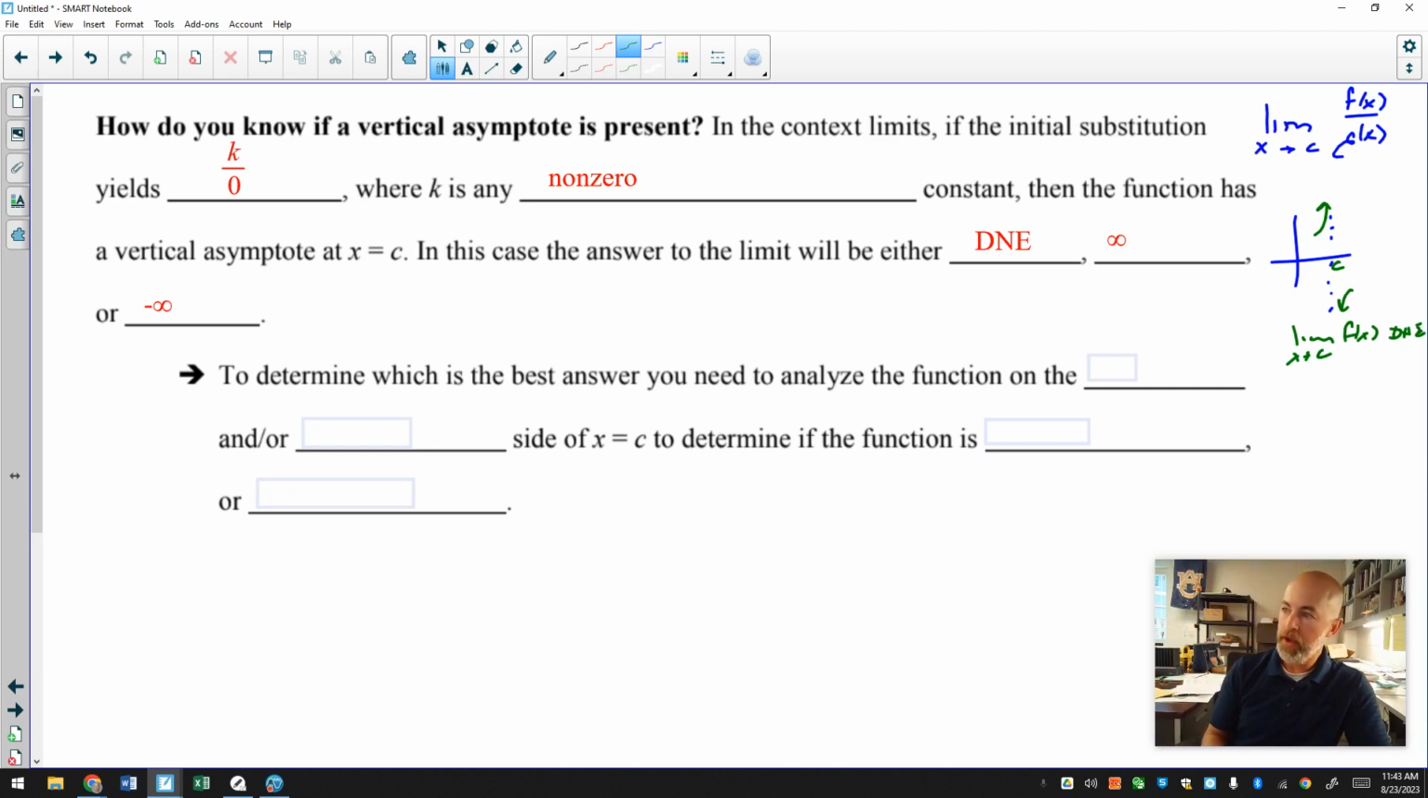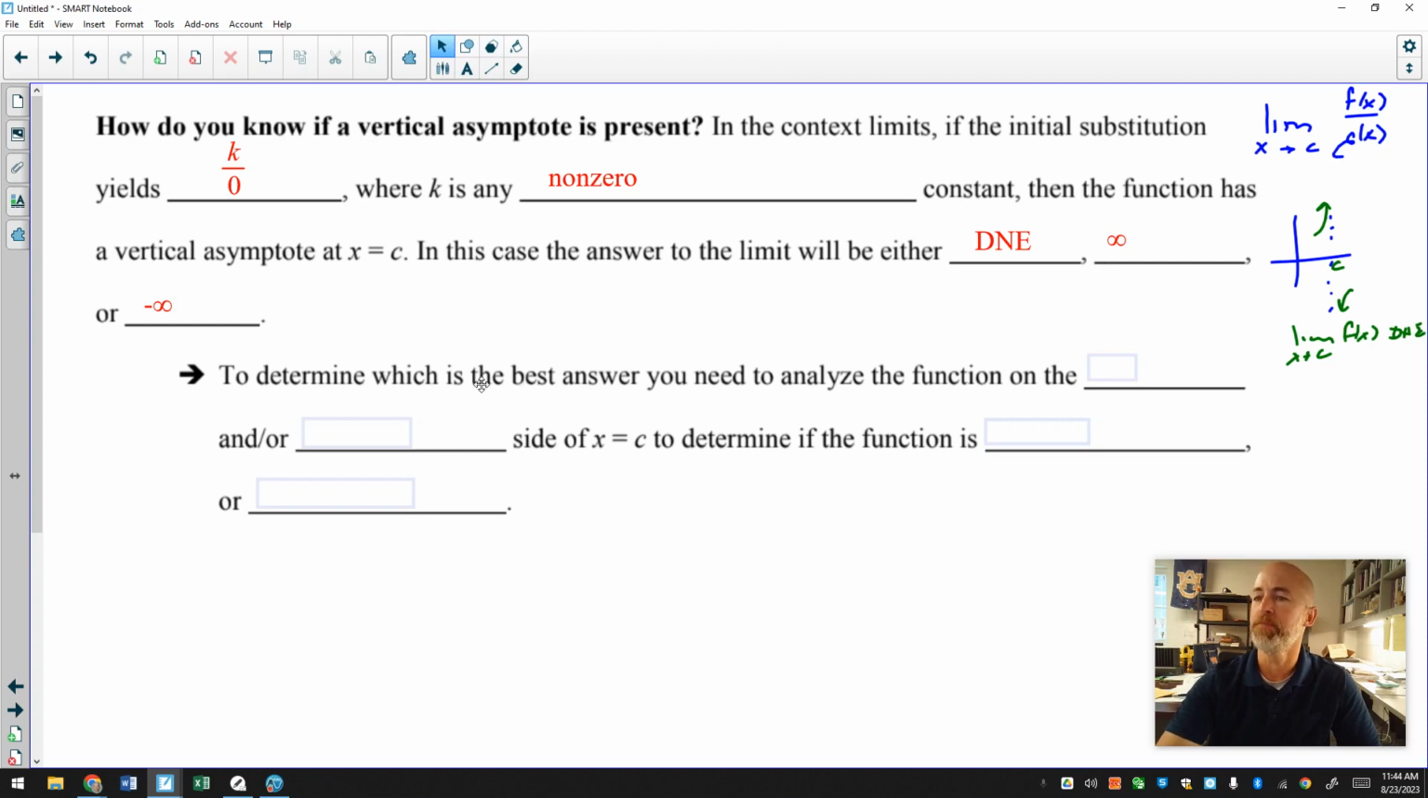But do know that infinity is not a real number. So if the answer to the limit is infinity, then does not exist is also technically correct. I just prefer the infinities because they are more descriptive. So if you're one of my students, if you can specify which way the function is going with one of the two infinities, I would want you to do that.